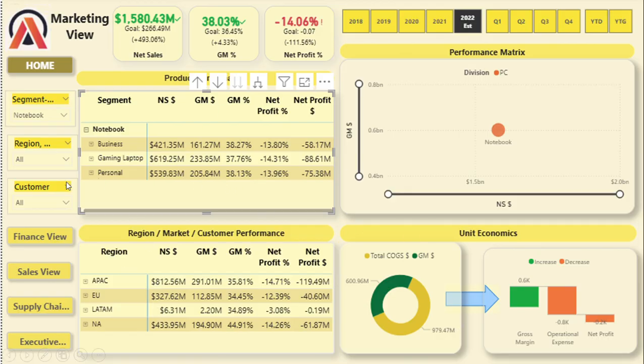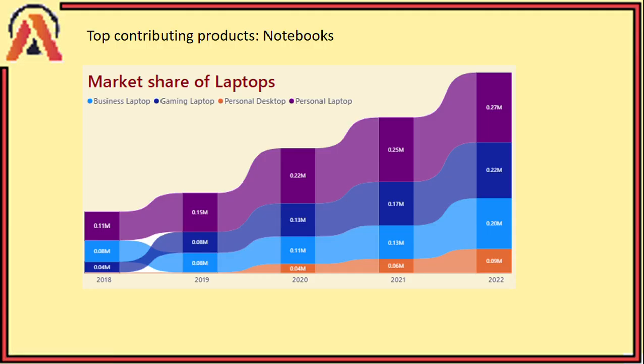And next we'll go to the marketing view. In marketing view, you can see the top contributing product is notebook. So I have tried to check how the market share of laptops is. You can see the personal laptops have the highest market share, then the gaming laptop, followed by business laptop, and then personal desktop.